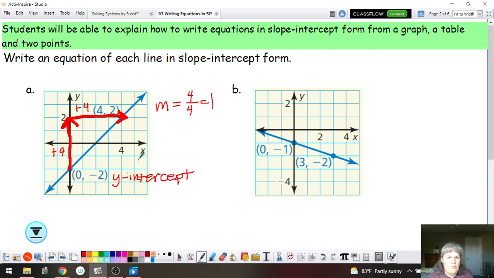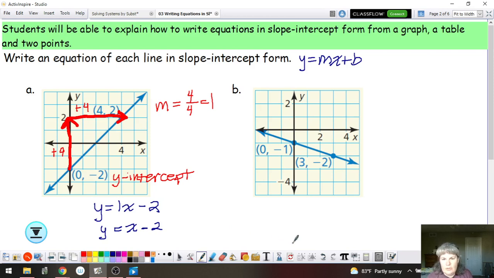I have my slope, I have my y-intercept. I can write my equation in slope-intercept form. y equals mx plus b. So my equation is y equals 1x plus -2, or just minus 2. And again, when you have a 1 in front of a variable, you could just write it as x minus 2.